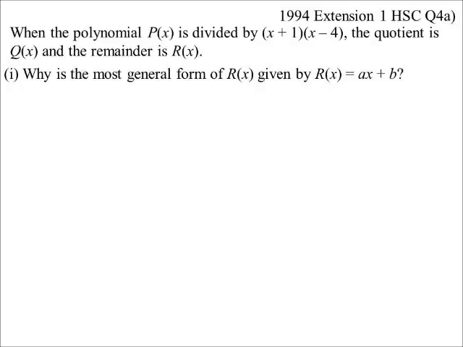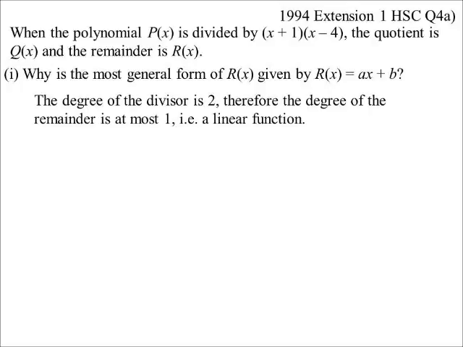Getting to an older question now, 94. We divided by a quadratic this time. What is the most general form of the remainder? They're giving me the answer. Explain why that is. Because the remainder has to be of a lower degree than the divisor. We know we're dividing by a quadratic, so the remainder has to be lower. It might be a constant, but we don't know. So the most general form would be a linear function. a might turn out to be 0, but the most general form would be ax plus b.